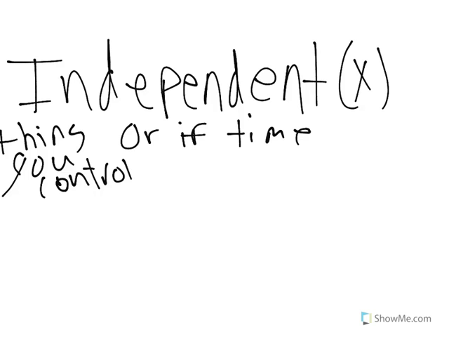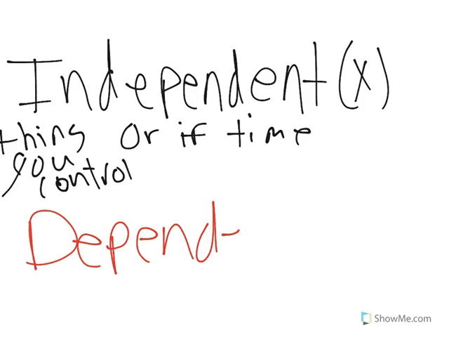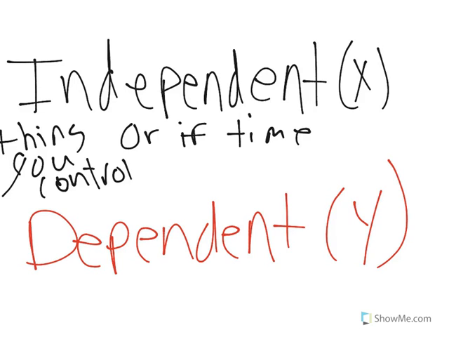And then, after the independent variable, you have the dependent variable. And the dependent variable goes on the y-axis, and it is dependent, obviously, upon the independent variable. So, let's just say that you are changing time. Distance would depend on time.